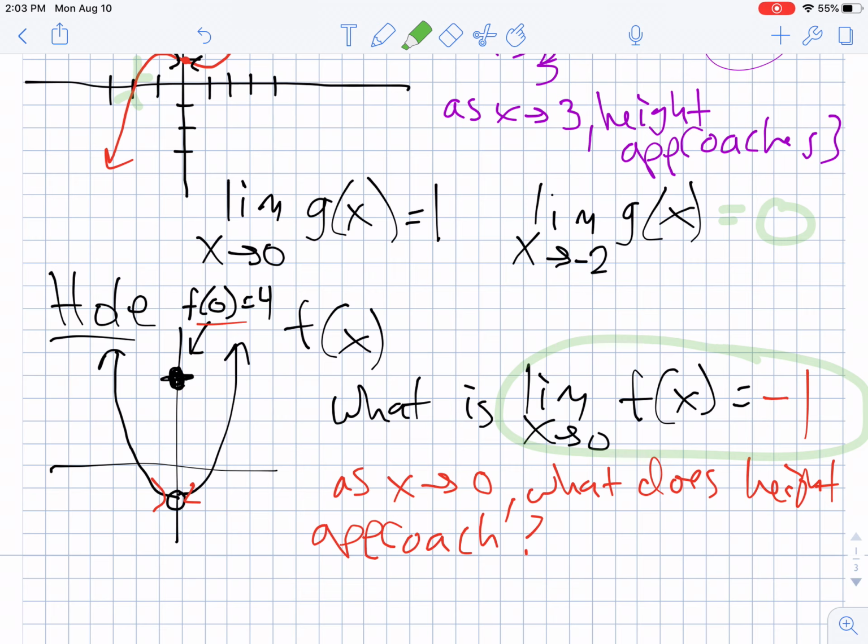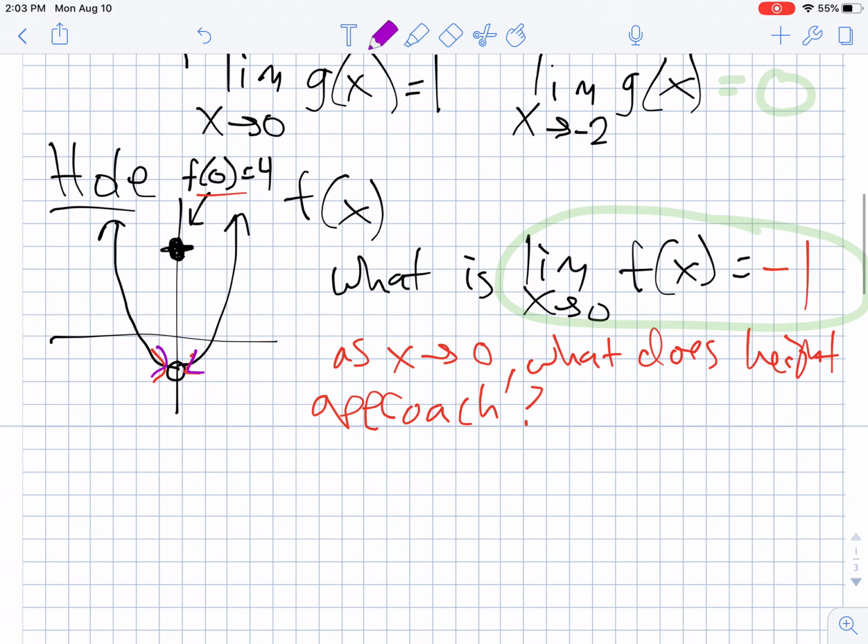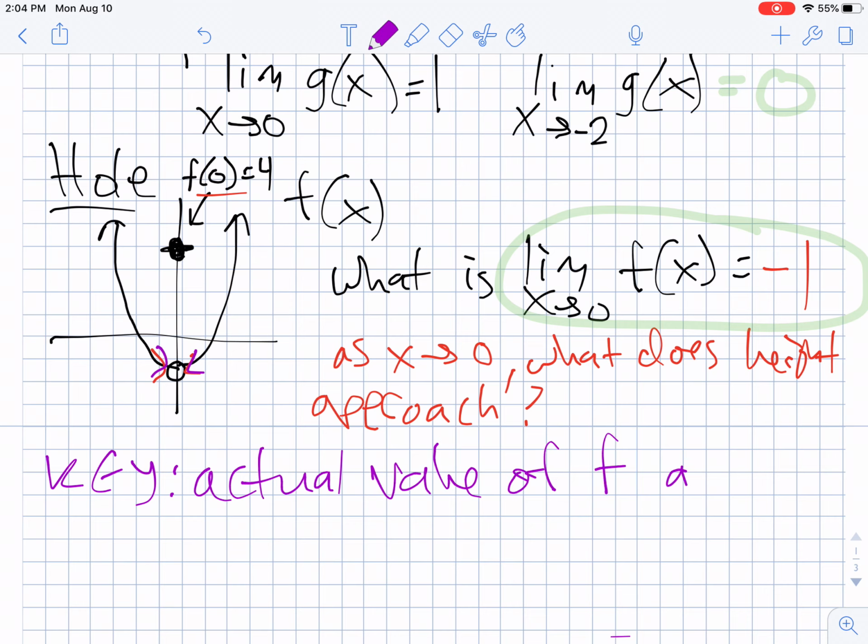So that's important, and that's how we have to think about this. Just think, if the function were to keep on doing its thing and keep following this path, what would it go towards? That leads to one big key: the actual value of f at the point does not affect the limit. Doesn't affect the limit. And that's one of the two key points from today's lesson.